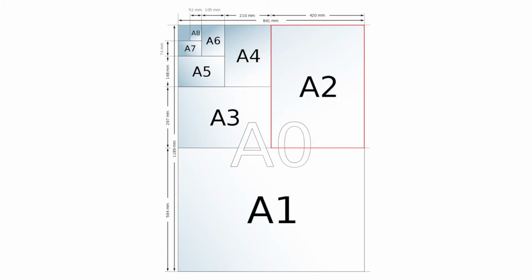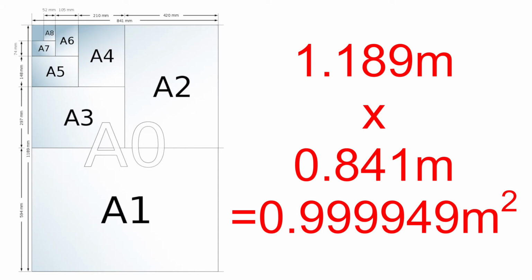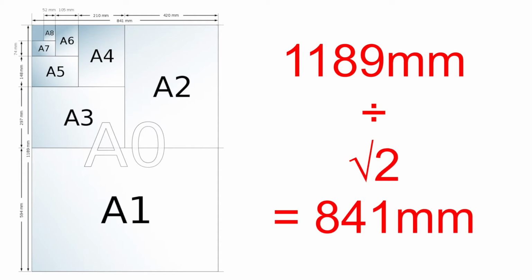An A2 sheet is half the size of an A1 sheet, which in turn is half the size of an A0 sheet. The A0 sheet is equivalent to 1 square metre. The dimensions of the A0 sheet are 1189 by 841 millimeters. The length of the longest side of each sheet divided by the square root of 2 will give you the length of the shortest side of each sheet.